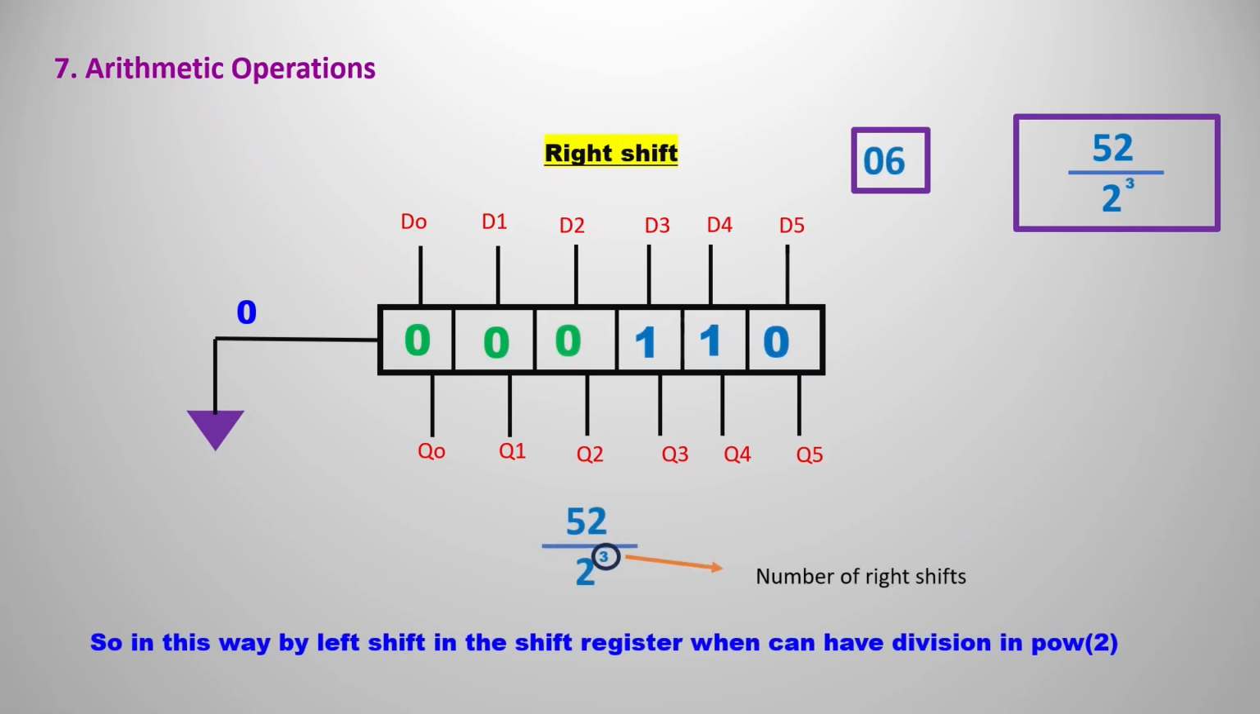Finally, I end up with this situation. You can move further if you wish, but I hope you understood this. After one more shift, 52 divided by 2 cube is 6 point something, but unfortunately in a right shift you only get the integer, not the fraction. So this is how you divide by powers of 2 with the help of the right shift register.